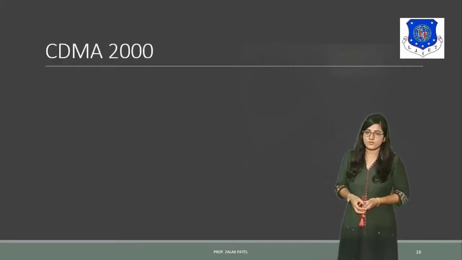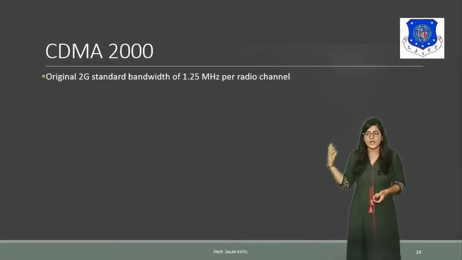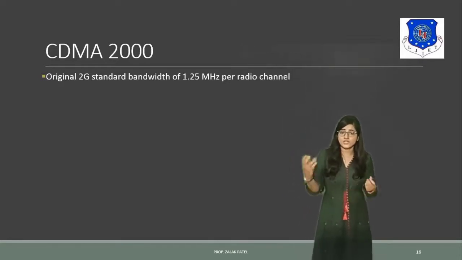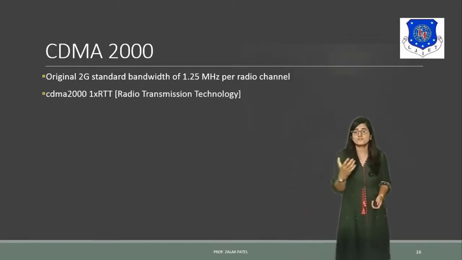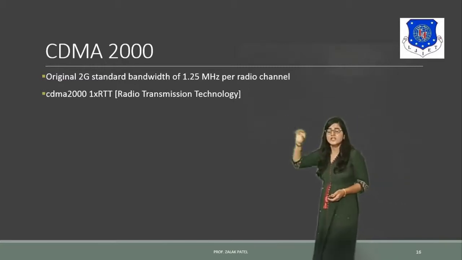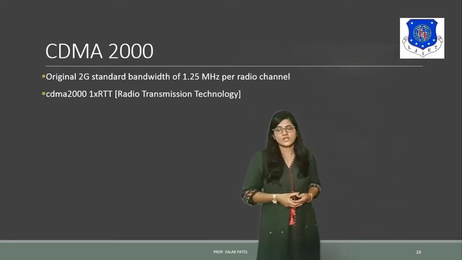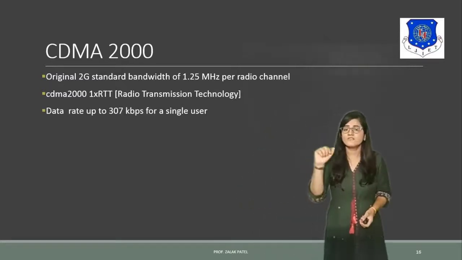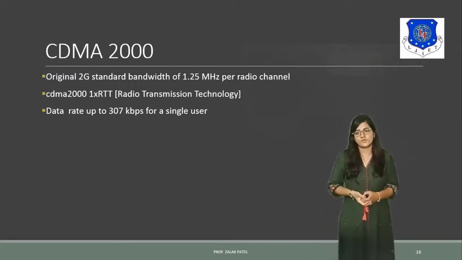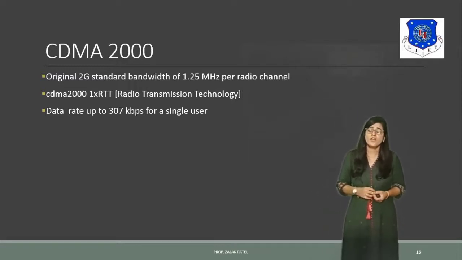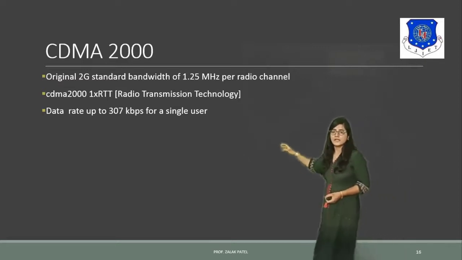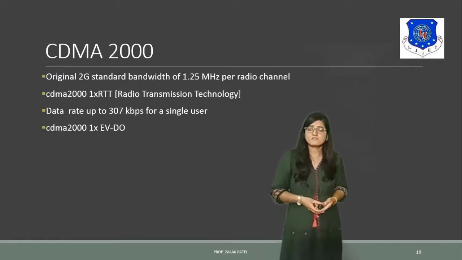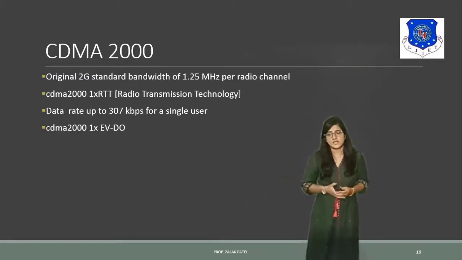Next one is CDMA 2000. As we see, for the original second generation a bandwidth of 1.25 MHz per radio channel is used, but in case of CDMA 2000 we can use the universal RTT, which stands for radio transmission technology. So here 1x RTT means one channel of 1.25 MHz will be provided. If it is written like 3x RTT, then 3 times 1.25 MHz of channel will be offered for the service. And here the data rate we can get is up to 307 kbps for a single user, which is much more compared to the previous standard.